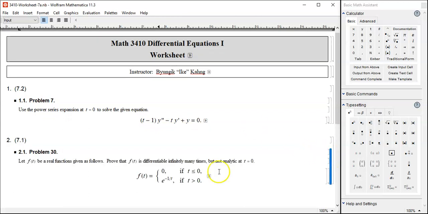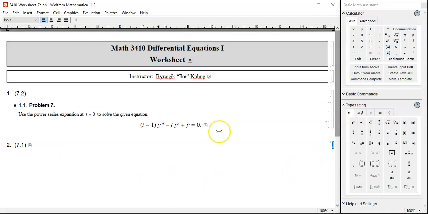The second problem is a proof problem which has something to do with analyticity. We're going to do this in a separate video. For now, let's focus upon the first problem. Okay, let's begin. How do we do this?